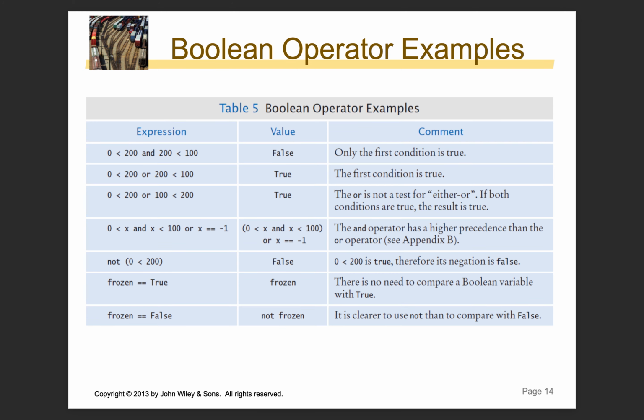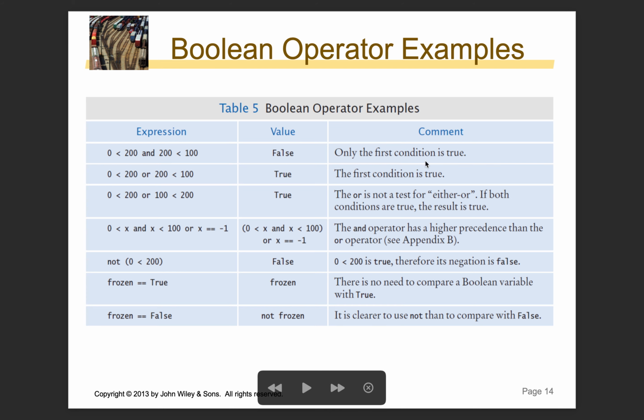Okay, so here's a table of Boolean operator examples that you can read through and check, which I'm going to do now. So the expression we have is 0 is less than 200 and 200 is less than 100. Well, that's going to give us false because 200 is not less than 100. Okay, so we get a true from this side. 0 is less than 200, so that's true. And 200 is less than 100, that's false. True and false is false. Okay, for an AND operator to give us a true output, we need both of the inputs to be true. Okay, so we get a false out.